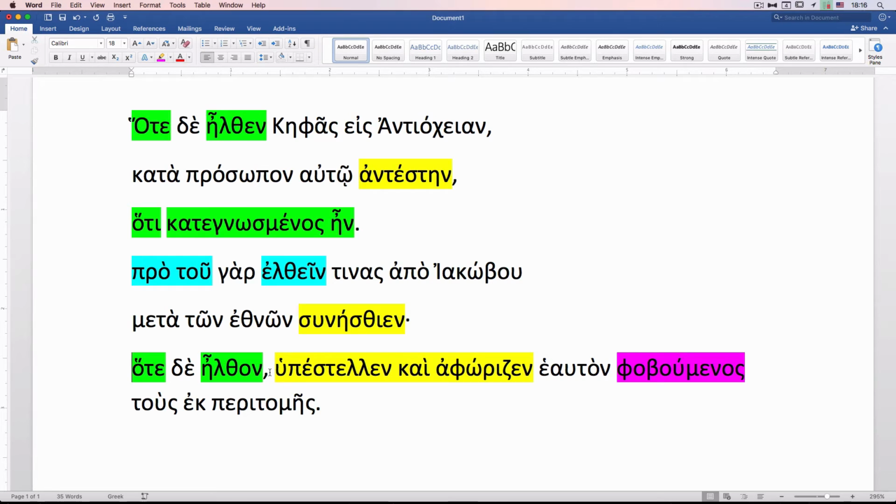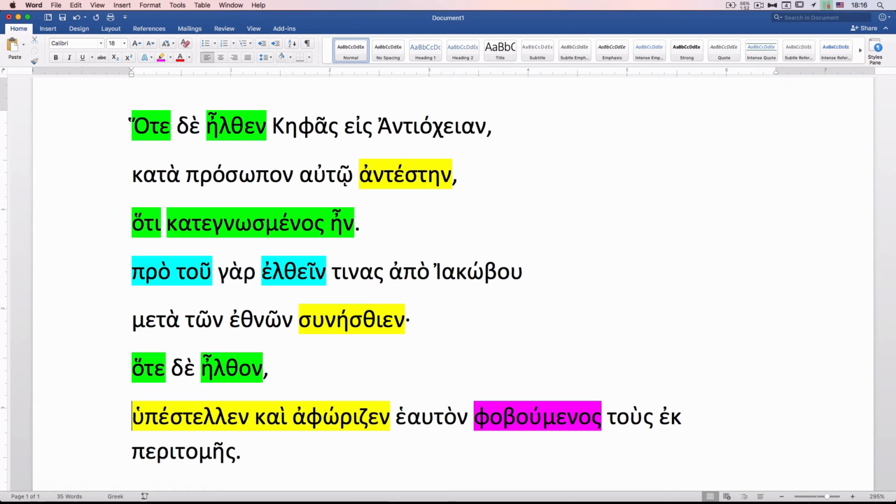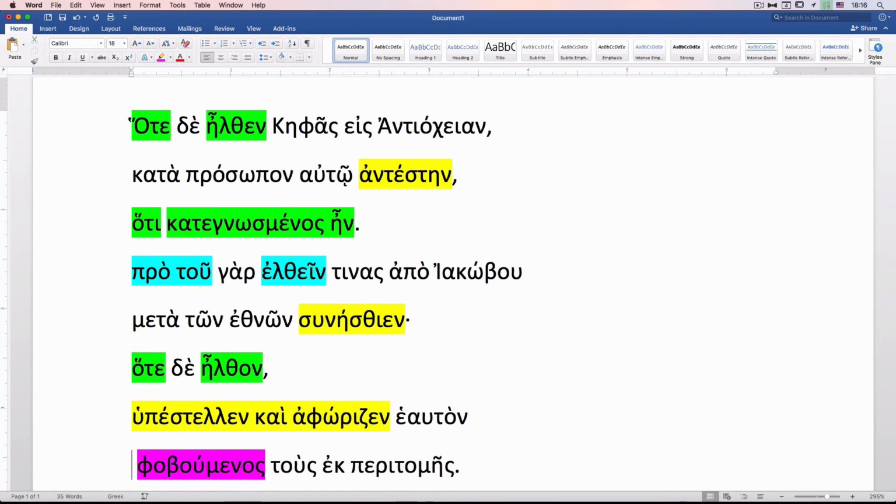And now, "but when they arrived," that's a clause unto itself. What did Peter do? He withdrew and set himself apart. And then this final clause explains why he did that. The dependent participle here is acting causally: because he was afraid of those of the circumcision.